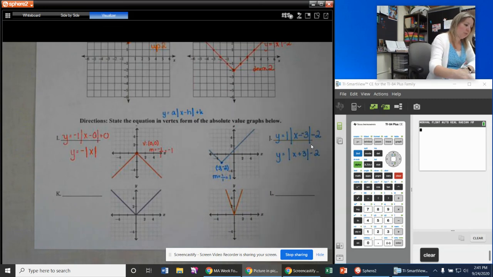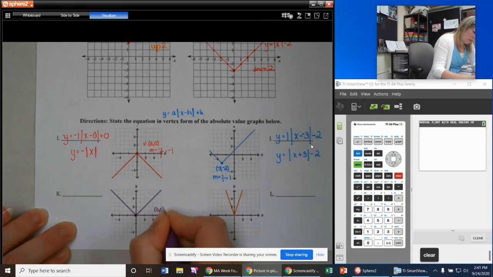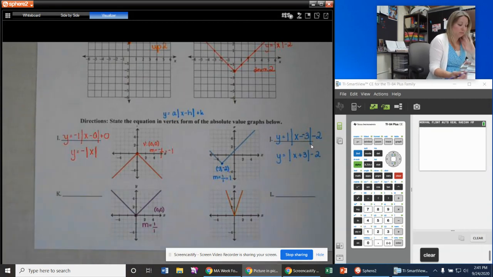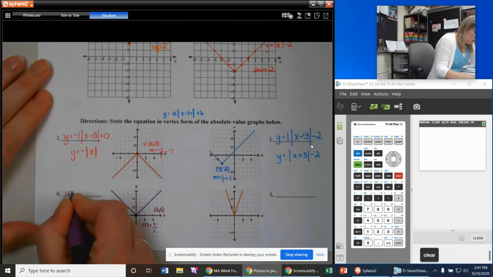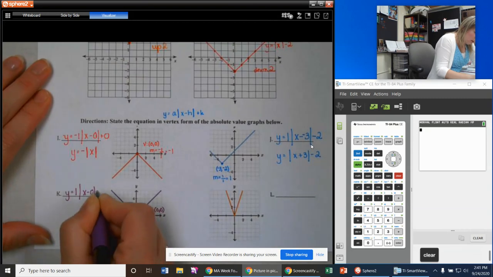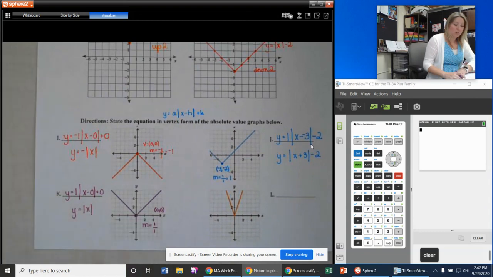Oh, purple. Vertex 0, 0. And slope of 1. Sure, this was the easy one. Y equals 1 absolute value, x minus 0 and plus 0. And so this is just our basic parent function, y equals the absolute value of x.